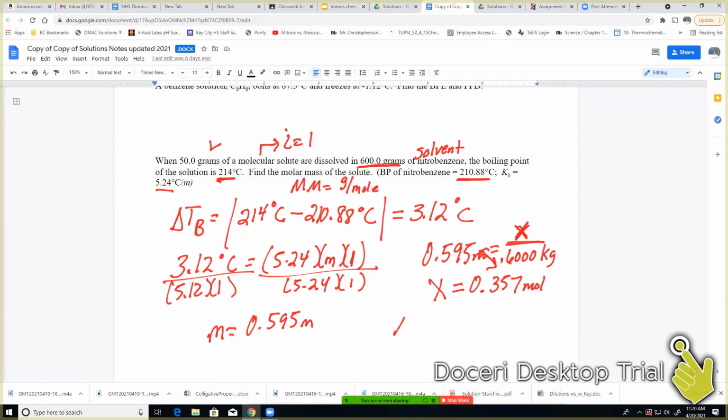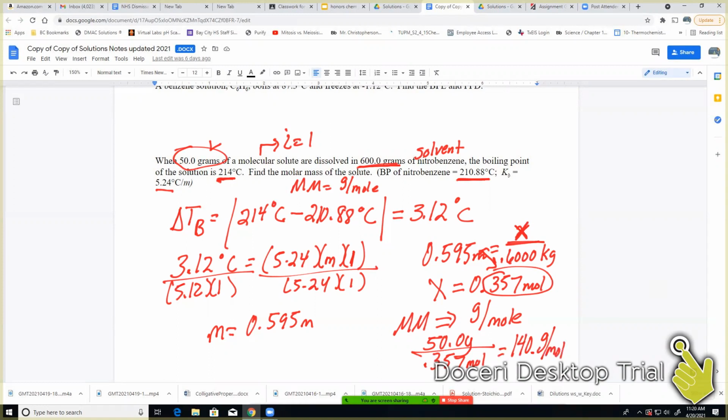So I want to find my molar mass, and we said to find our molar mass, we always do grams per mole. So in this case, I had 50 grams divided by how many moles I calculated, 0.357 moles, and I end up with 140, with a decimal, for 3 sig figs, grams per mole.